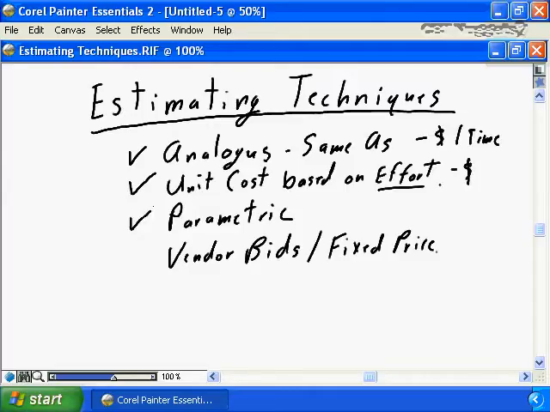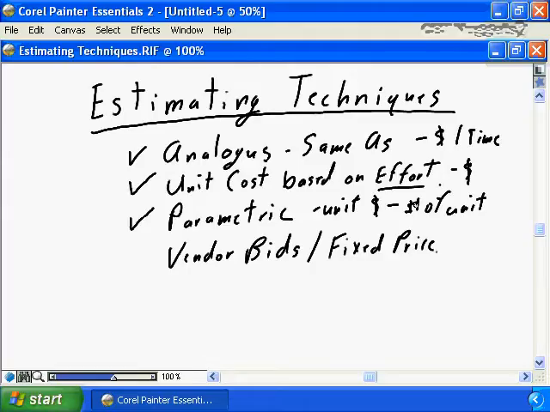Maybe you have some kind of parametric approach. For every unit, there's a dollar, and you measure the number of units, and you get a value. You know how much it costs to produce a line of code. You know how much it costs to produce a square foot of retail space. You know how much it costs to produce a unit of X.